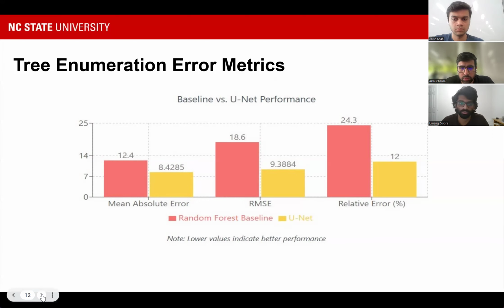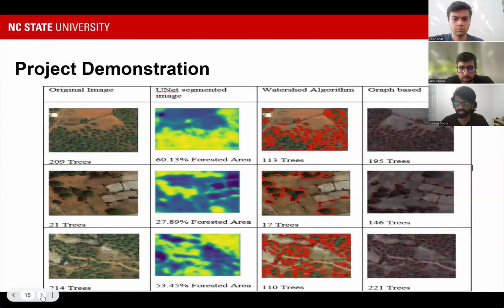And moving on to our project demonstration. As you can see, there are four columns. First is the original image, then the UNet segmented image, then the image produced by the watershed algorithm, and then the graph-based algorithm image.